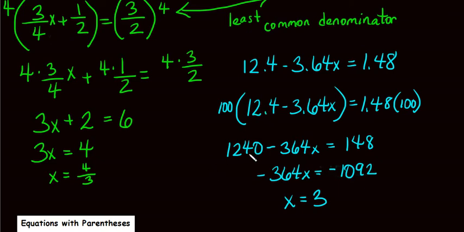When I do that, I got 1240 take away 364x equals 148. When you put your variable on one side and your constants on the other, I'm going to take away 1240 from this side. Same over here. I'm left with negative 364x equals negative 1092. And when you divide both sides by negative 364, you get 3.